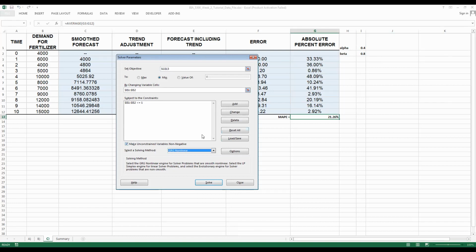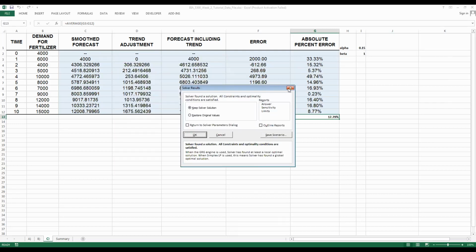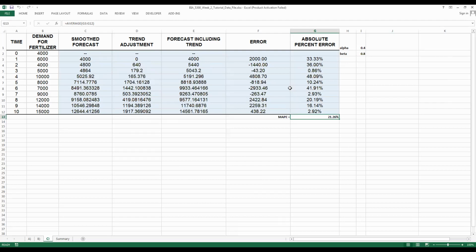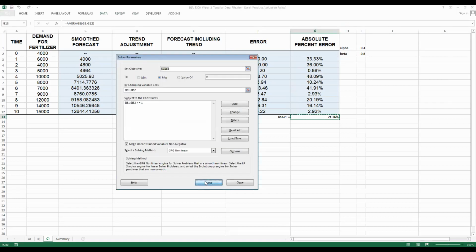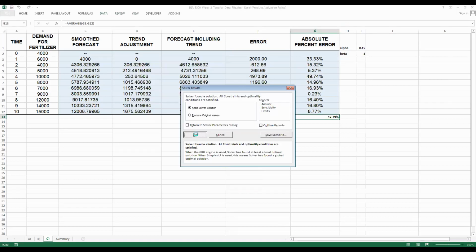Very similar to last time. The objective is the MAPE. We're minimizing it. The variable cells we're changing are the alpha and the beta. They should both be less than or equal to 1, and they should both be non-negative. And with that, we click Solve. And we get this. Oops, I clicked on the X. Redo that. I forgot to click accept. Solve. Keep the Solver solution.